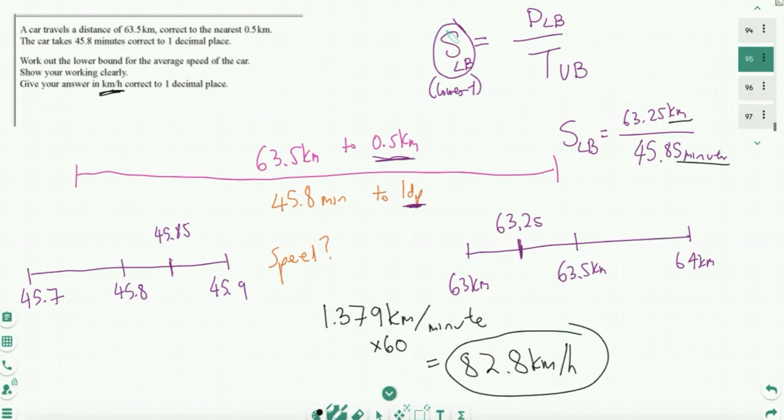So what I did was I realized we have to use our speed, distance, time formula. It's a division problem, and if we're trying to find the lower bounds in a division problem, we do the lower bound of the first number and the upper bound of the second number, and that'll give us the lowest possible answer. So I found the lower bound of the distance, which was 63.25, then the upper bound of the time taken, which is 45.85. We divided it, and that gives us the kilometers per 1 minute. So to find the kilometers per hour, we just multiply by 60, because there's 60 minutes in 1 hour.